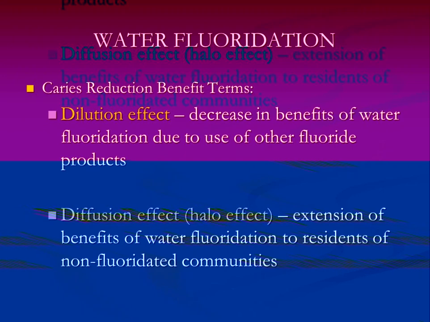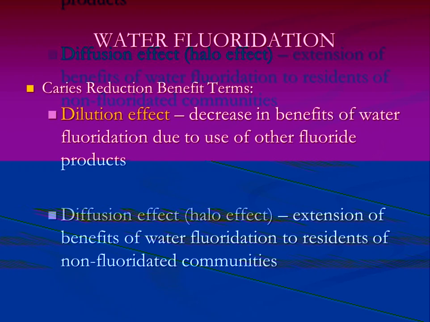The diffusion effect, or the halo effect, is basically where a community may be fluoridated, and then a neighboring community may not be fluoridated. So when residents of the unfluoridated community come into the fluoridated community, they get the benefits of community water fluoridation, despite the fact that they may live in a community that doesn't have water fluoridation.